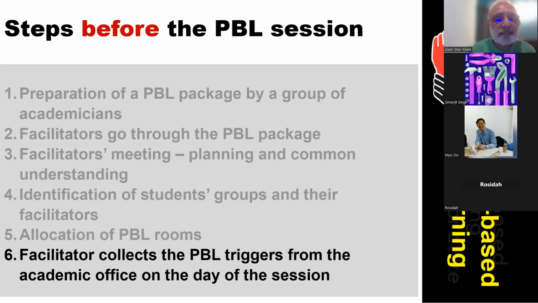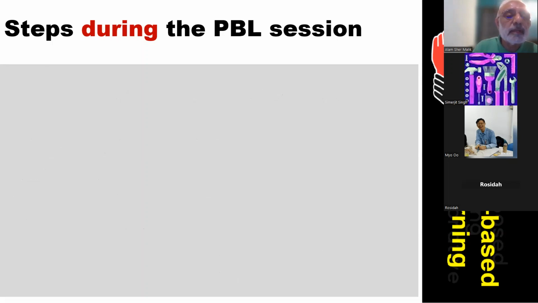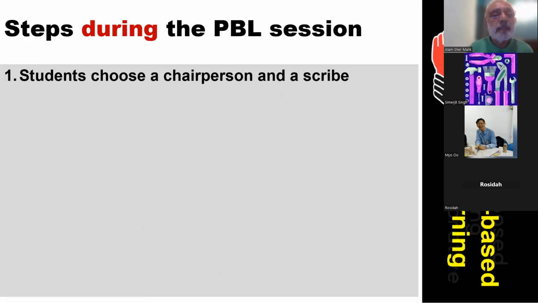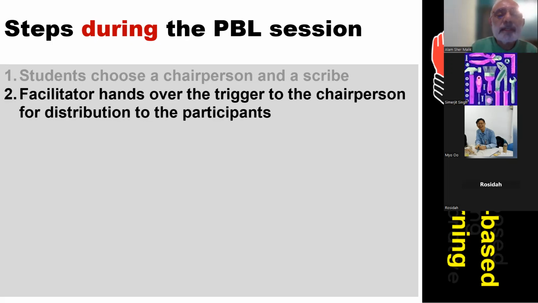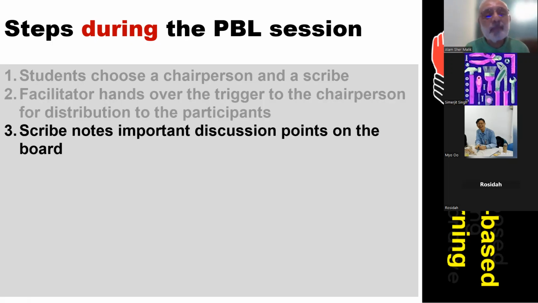And then the facilitators collect the PBL triggers from the academic office on the day when the PBL is going to be conducted. Now, steps during the PBL session. Students choose a chairperson and a scribe. Facilitator hands over the trigger to the chairperson for distribution to the participants. Scribe notes important discussion points on the board.